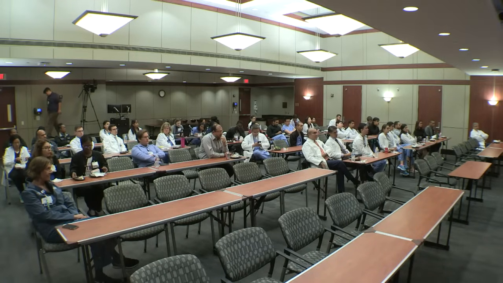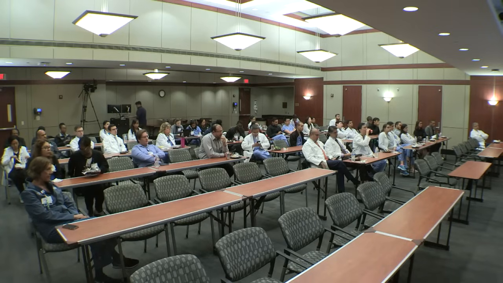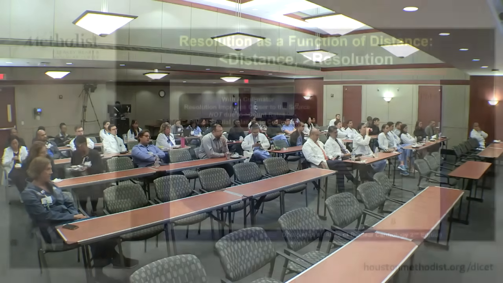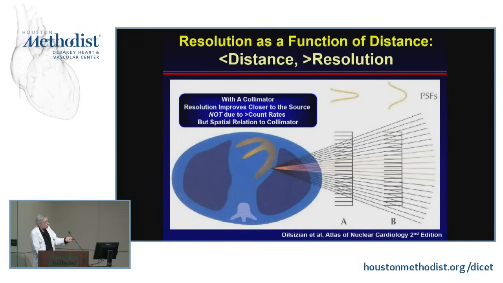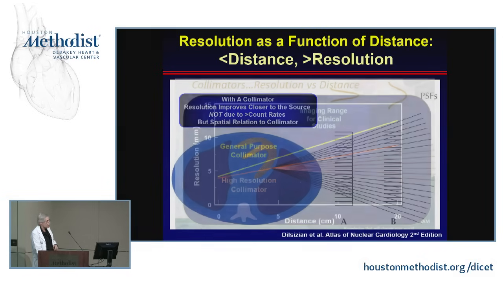Again, this is the issue that the further you move away, the worse your spatial resolution. Going back to the issue of the full width half maximum: this is the same collimator. Here the collimator is very close to the patient. Here it's further away, and you can see what happens to your full width half maximum. So it's very important to get the patient as close as you can to the gamma camera.